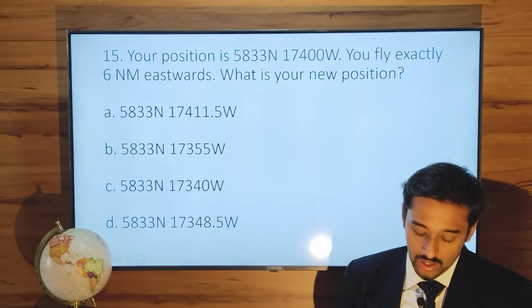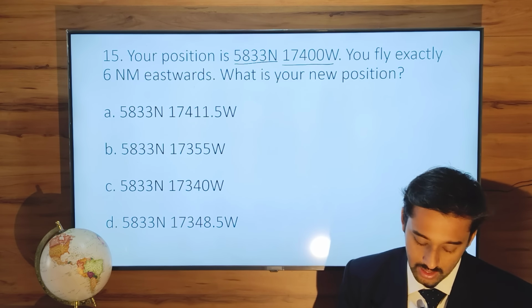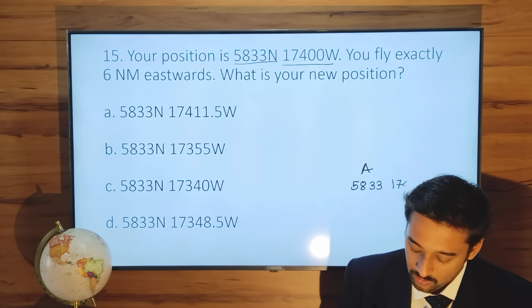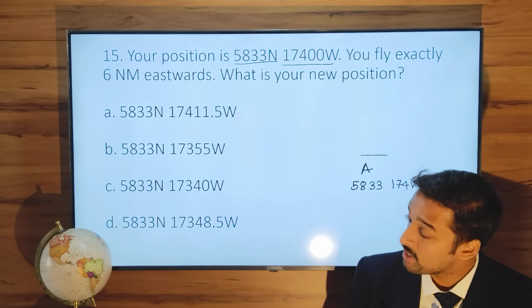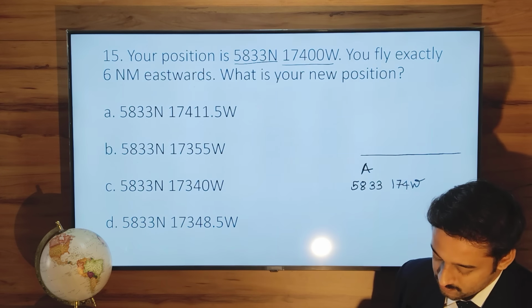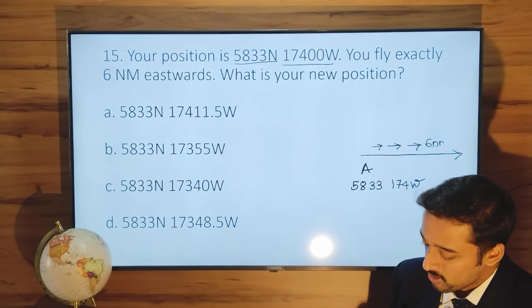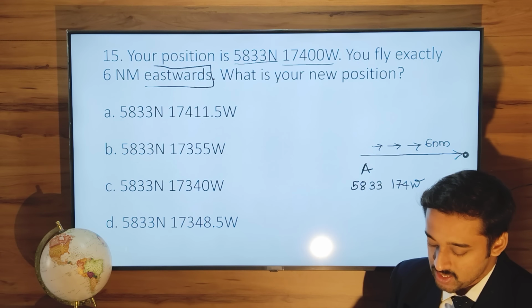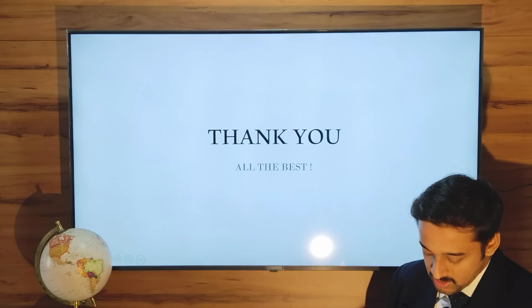Question 15. Your initial position is 58 degrees 33 minutes north, 174 degrees west. So A is here, 58, 33, 174 west. You fly 6 nautical miles eastward. So from A you are going towards the east for a distance of 6 miles. What will be your new position? Now when you fly easterly or westerly, you are actually flying a rhumb line track. So let's employ the rhumb line distance formula.